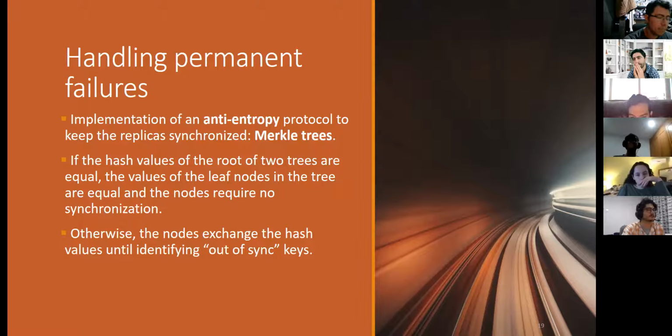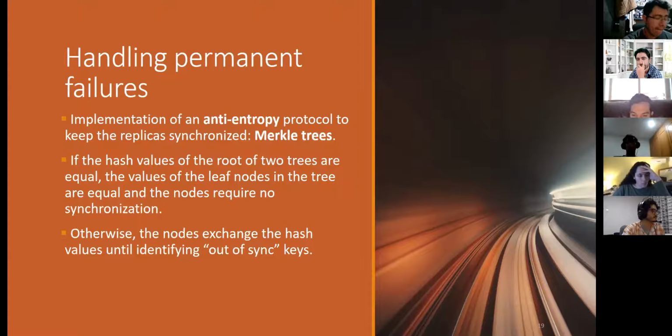These Merkle trees were patented by Ralph Merkle in 1979. They are used mainly for cryptography, but in the end, a Merkle tree is a hash tree where leaves are hashes of the values of individual keys. Parent nodes higher in the tree have hashes of their respective children. The advantage of using a Merkle tree is that each branch of the tree can be checked independently, without requiring nodes to download the entire tree or the entire dataset.